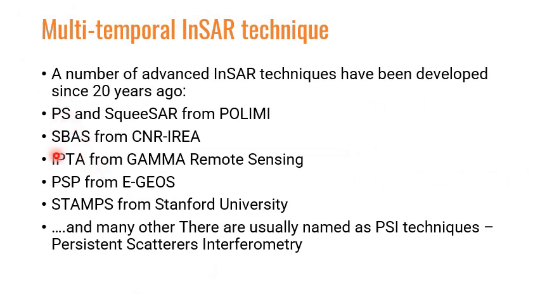So in here is more explanation about the multi-temporal InSAR techniques. A number of advanced InSAR techniques have been developed over the last 20 years, with PS and SqueeSAR from Polimi, SBAS, that means small baseline subset, from CNR IREA, and IPTA from Gamma Remote Sensing. The others are PSP from EGOS and StaMPS, and PS from Stanford University, and many others. They are usually named the PSI technique, persistent scatterer interferometry.